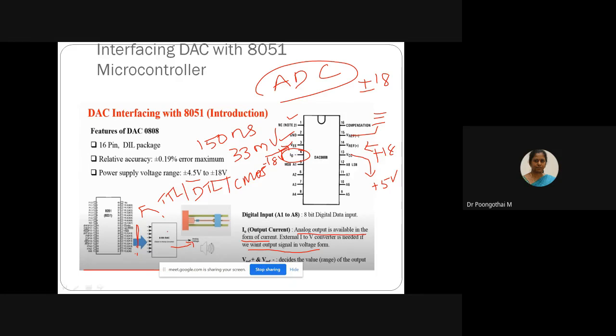And next we have the digital inputs, that is digital inputs from the microcontroller to the DAC, that is A1 to A4 digital inputs, similarly A5 to A8. Here A1 will act as MSB, A8 will act as LSB. Please note it down.